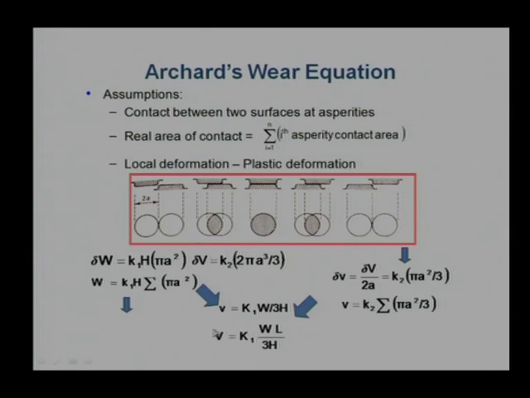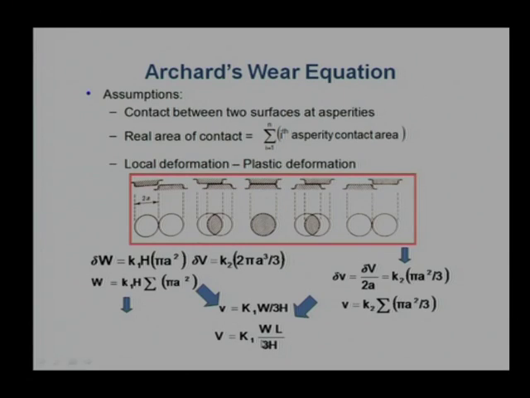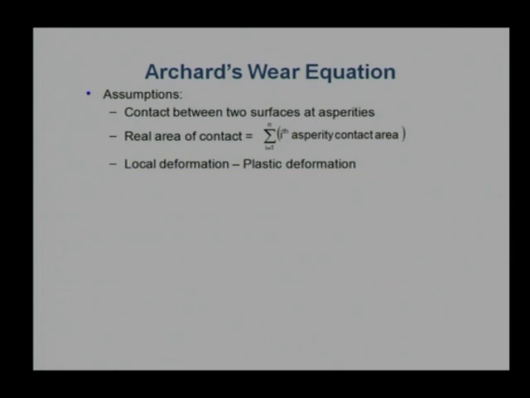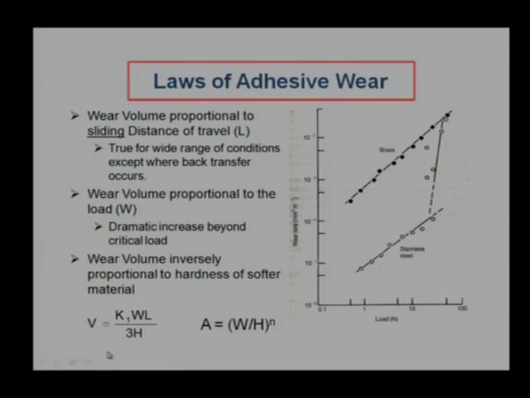In many books, we generally find that k 1 by 3 itself is a factor. So, they write a constant k, where constant k into W into L divided by H. They do not count the 3 factor because that is a constant. So, one constant divided by another constant will remain constant, and that can be represented with only one constant. That is possible. So, the wear equation can be given, and this is the same equation that Archard gave, interpreted from his own experiments, and then gave the laws of adhesive wear.